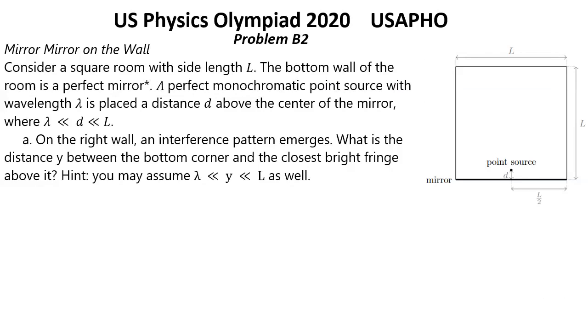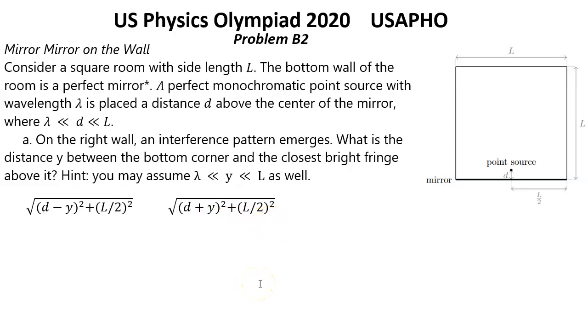Solution for problem B2, Question A. This setup is essentially a double slit experiment, with the second slit being the image of the point source on the other side of the mirror, with the additional phase shift from the mirror. The distance between the source and the spot y on the wall is given by this square root. And the distance between the image and spot y is given by this expression.